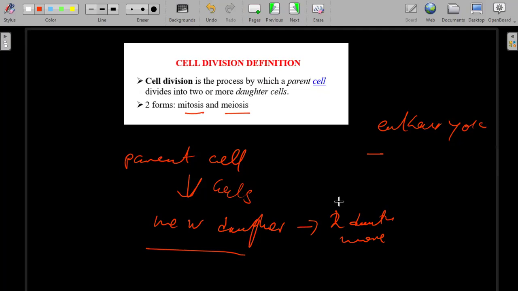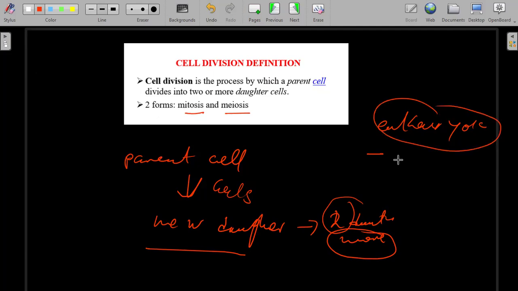Depending on the type of cell division we have, we can have two daughter cells being produced or more daughter cells being produced. Now this type of cell division, if you are focusing on eukaryotic cells, is in two forms. We have mitosis and meiosis. Those are the two types of cell division we are going to discuss.